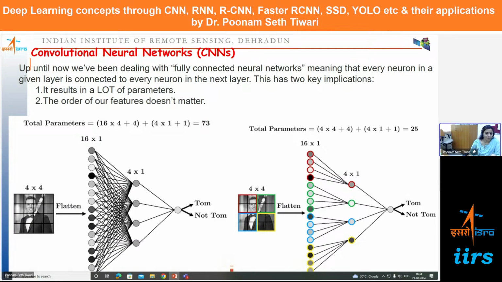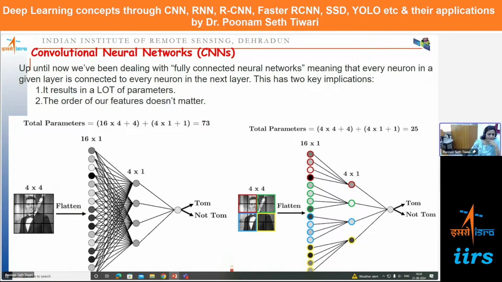So we are talking basically about images, and I'm taking this CNN in detail. Now, when we are dealing with a fully connected neural network, as you have seen in the previous example, where every neuron in a given layer is connected to every neuron in the next layer, it will have a lot of parameters, and the order of our features also doesn't matter. So adjustment of this many parameters becomes very difficult, and we cannot provide that much amount of training.